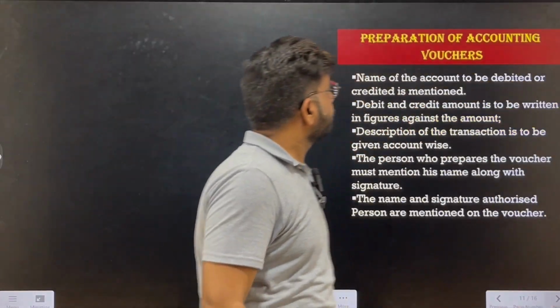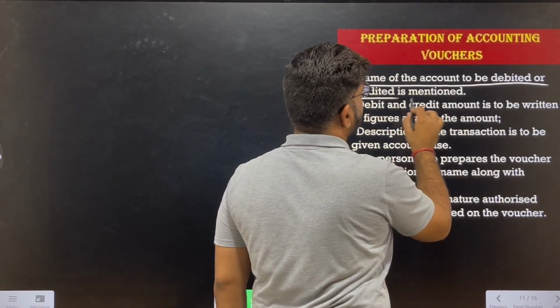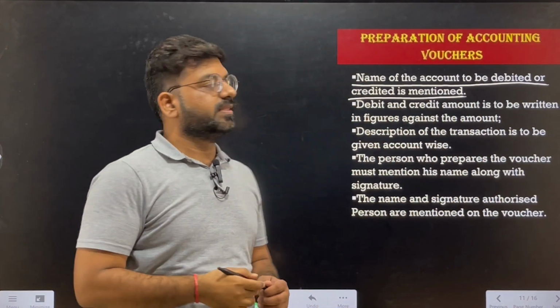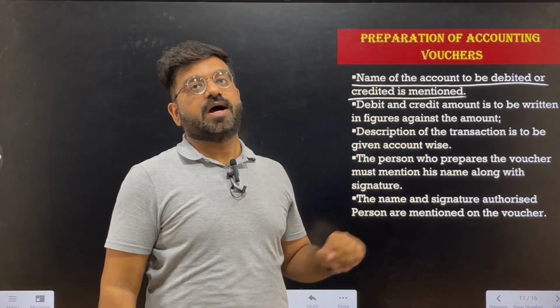Next is the name of the account to be debited or credited. These are also to be mentioned. As we all know, every transaction has two aspects, the give and take. So every transaction will have one debit and one credit item. Which items need to be debited and which items need to be credited should also be mentioned in that voucher, as we just saw in the previous slides.